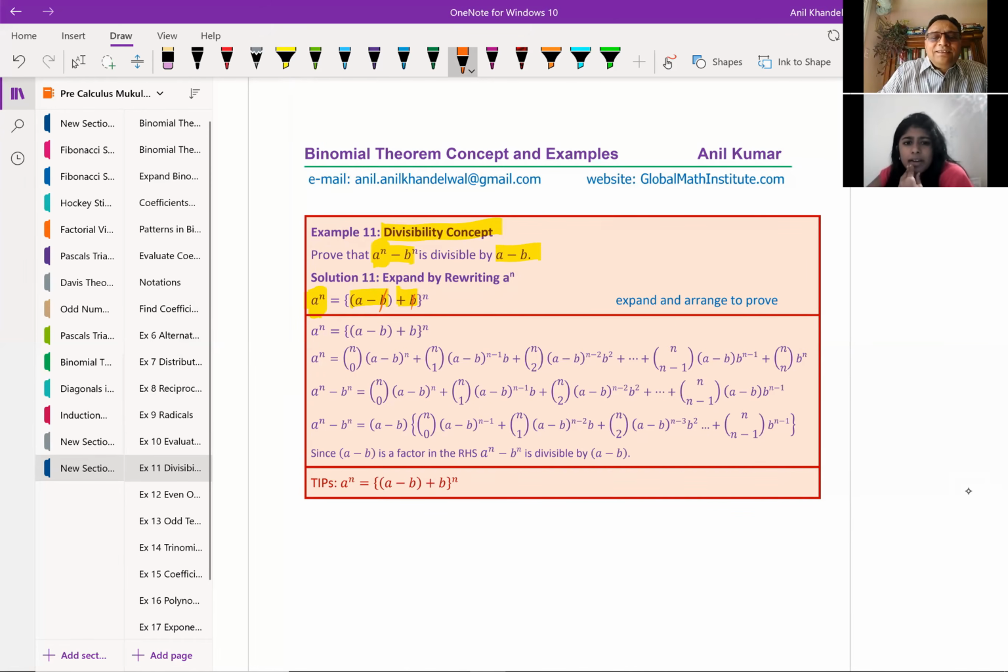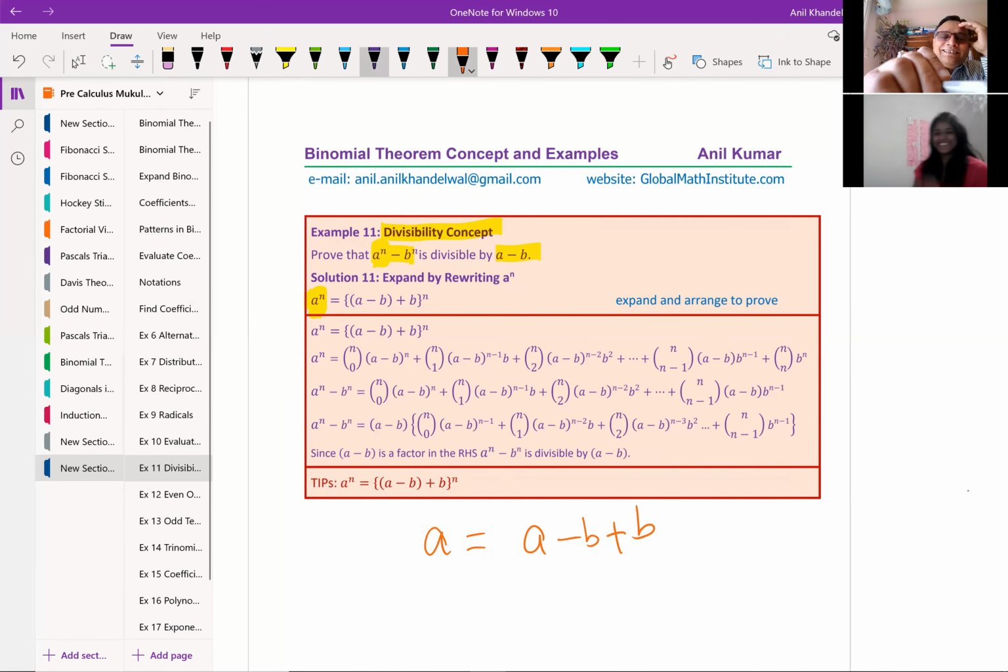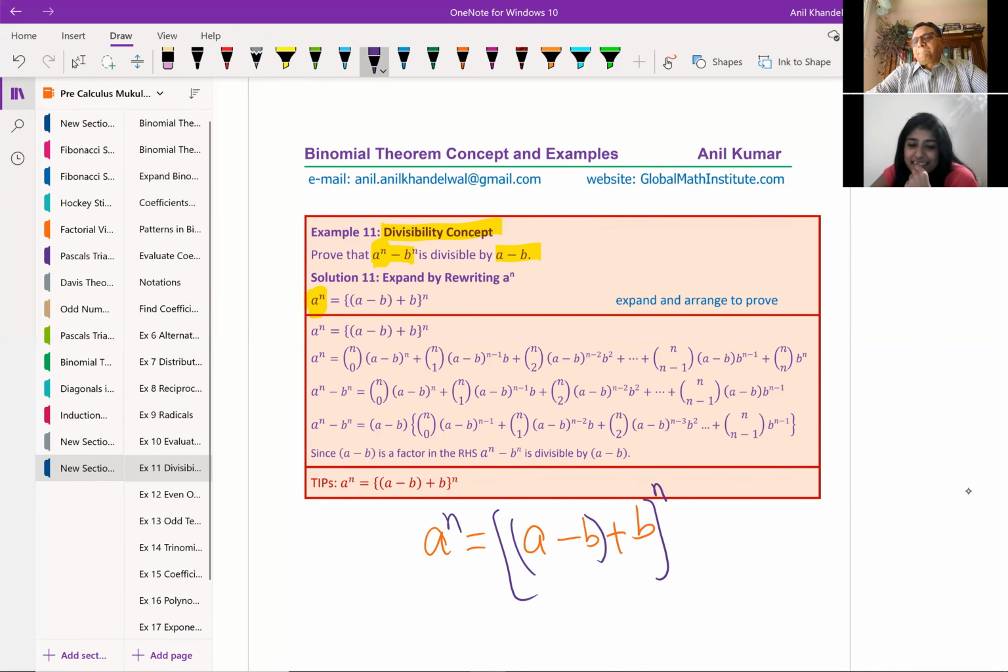How did you get a minus b? I wrote a as a minus b plus b. It is a, right? Then I take a minus b as one term. So I got a binomial, two terms. This is the power n. So I made this a power of n.